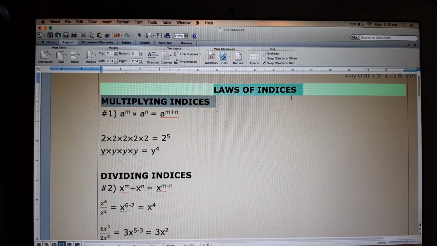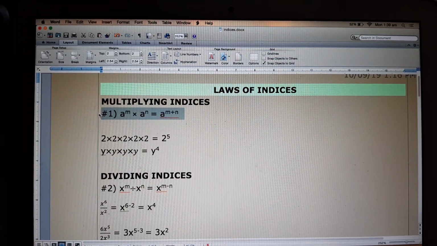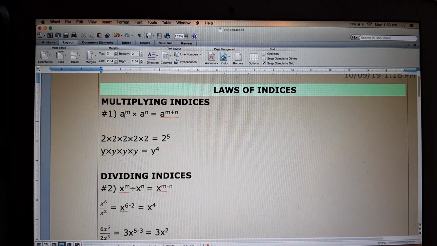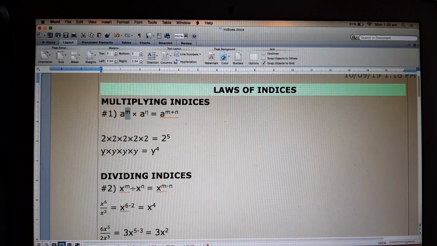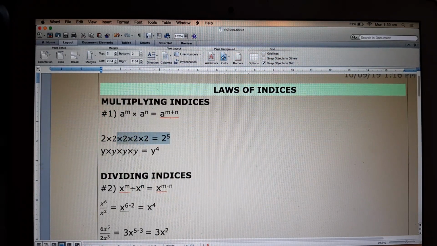Laws of indices. Number one, multiplying indices. Law number one. Here, when bases are the same, you have a as a base, and the power in this case is m and in this case is n. So when bases are the same and they are being multiplied, then the powers will be added. You can see this in this example.